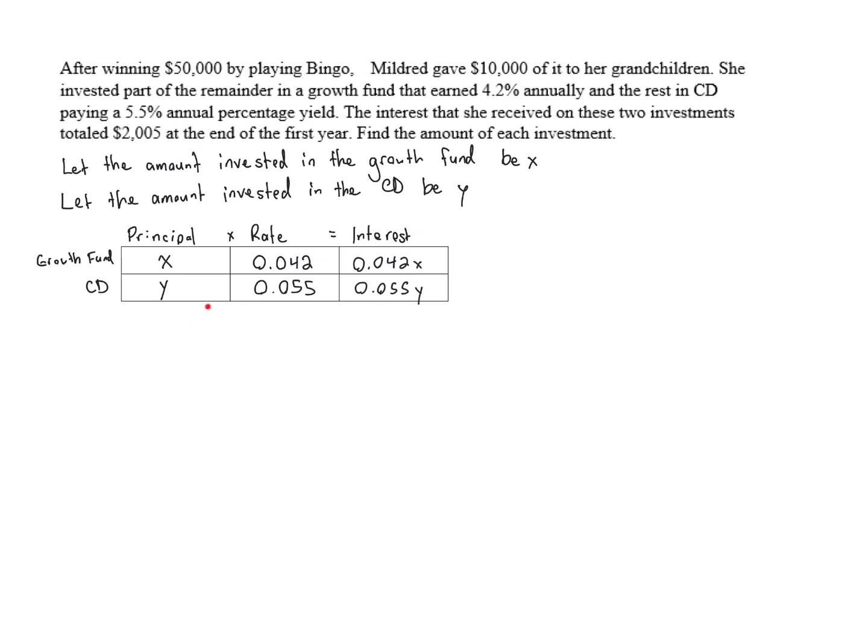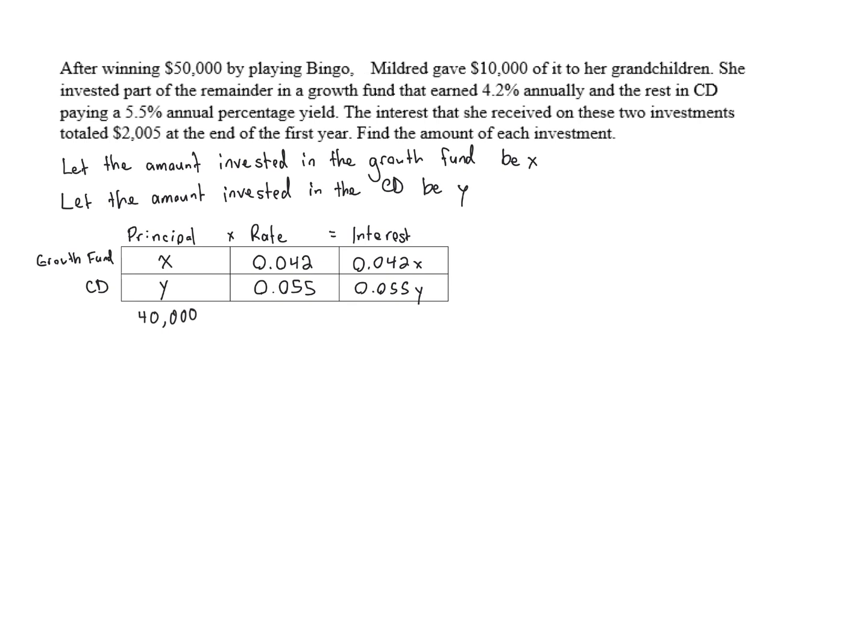Generally, on the bottom, we put the total principal and then the total interest. What should we put for the total principal, which means the total amount that was invested between the two accounts? Now this one's a little tricky. Some students might want to put $50,000 there because that's how much money Mildred won in bingo. But remember, she also gave $10,000 of it to her very lucky grandchildren. And so there's only $40,000 left for her to invest. So the total principal is going to be $40,000.